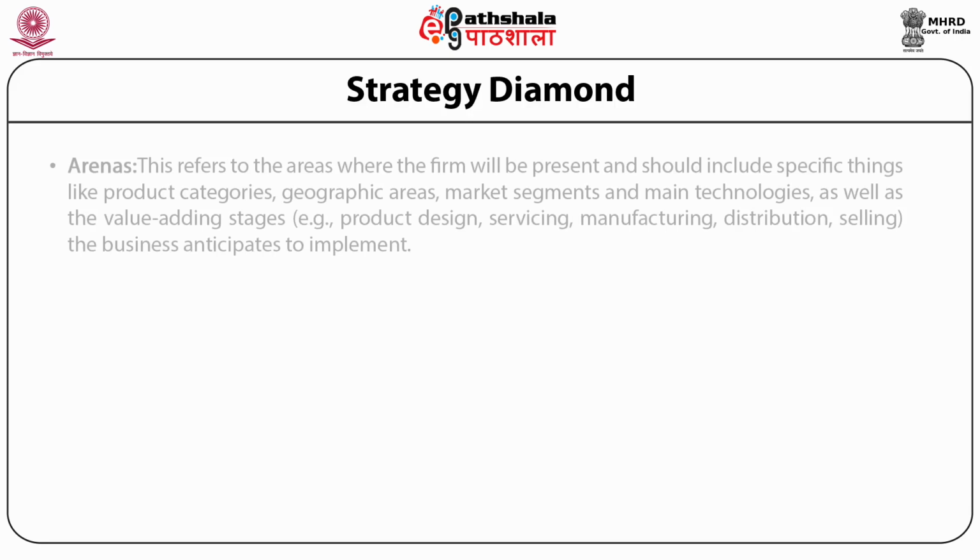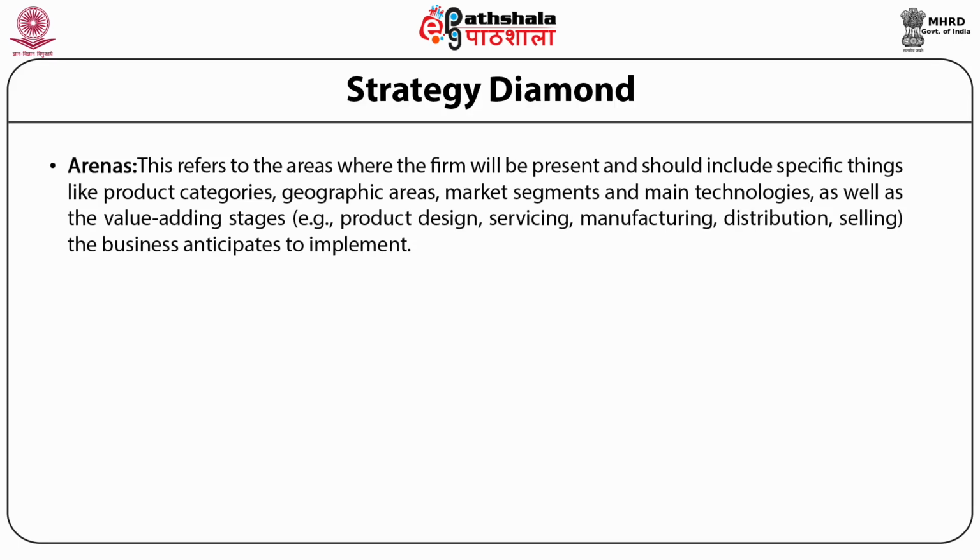The first element, arena, refers to the areas where the firm will be present and should include specific things like product categories, geographic areas, market segments, and main technologies, as well as the value-adding stages. For example, product design, servicing, manufacturing, distribution, selling, that the business needs to implement.